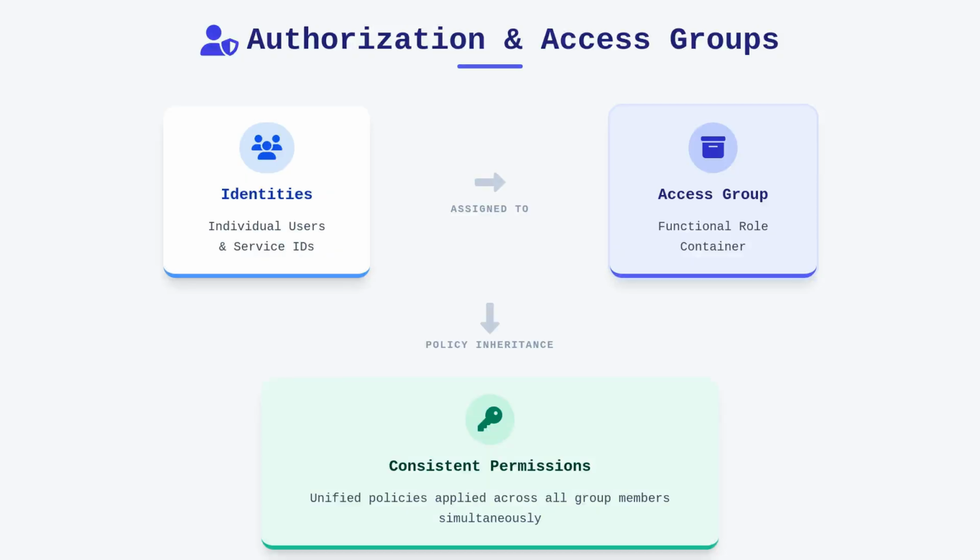When you apply a policy to an access group, every member of that group inherits those permissions immediately. This strategy is critical for preventing configuration drift, a phenomenon where manual, inconsistent changes lead to different permission levels for users who should theoretically hold the same administrative standing. By managing access through these groups, you ensure that administrative overhead remains low and that security policies are applied consistently across your entire infrastructure.